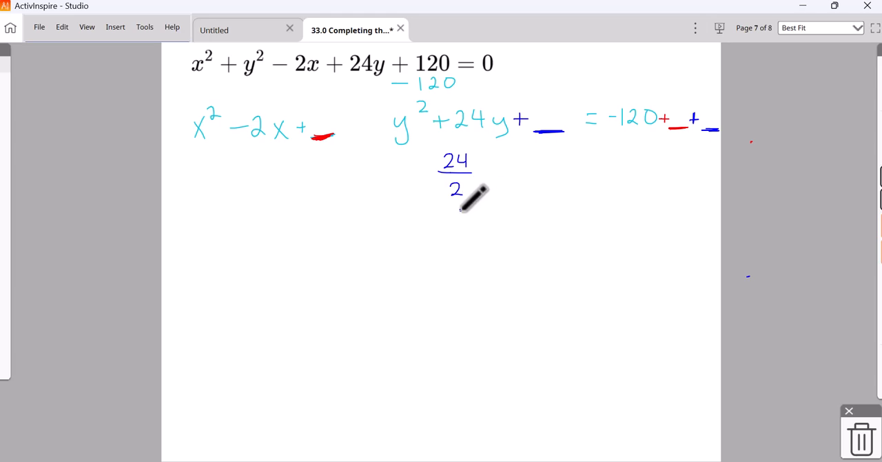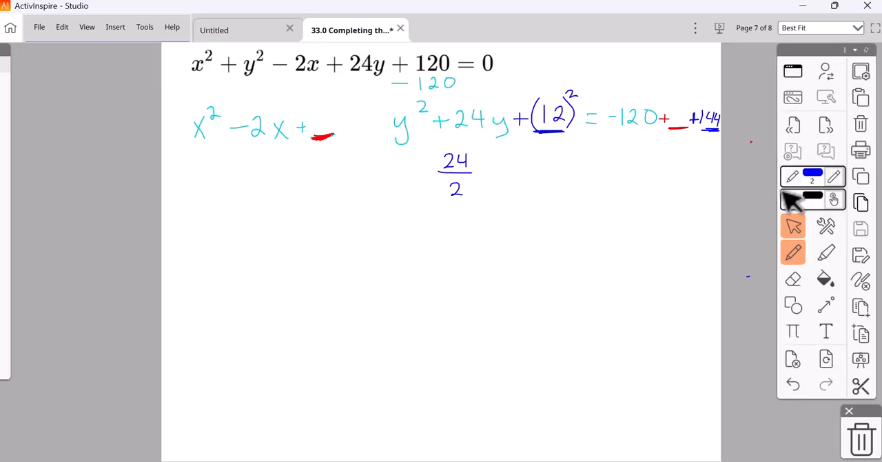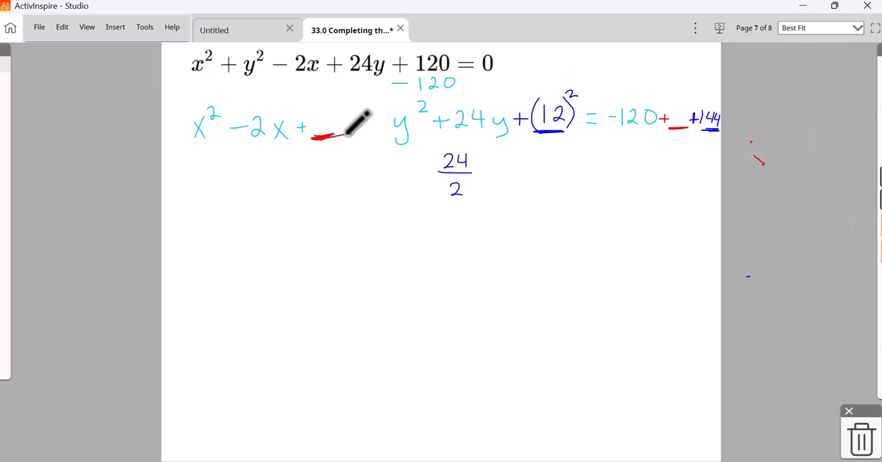I'm going to divide that by 2. And so 24 over 2 is 12. Remember that we're squaring it. And so 12 squared is 144. So on this side I'm going to add 144, because on this side I added 144. And so then on this side, this is negative 2, needs to divide by 2, and so this is negative 1 squared. So negative 1 times negative 1 is actually positive 1.